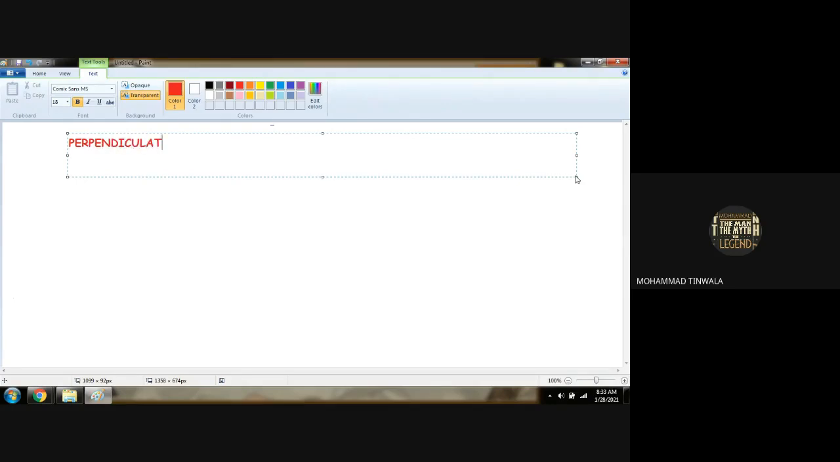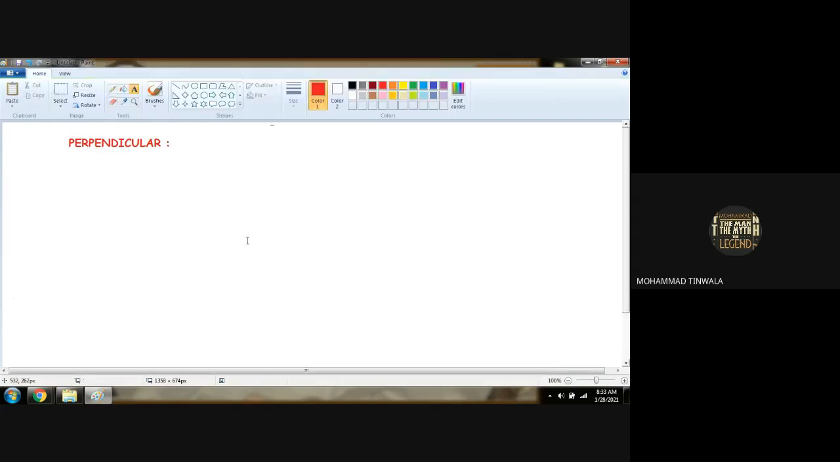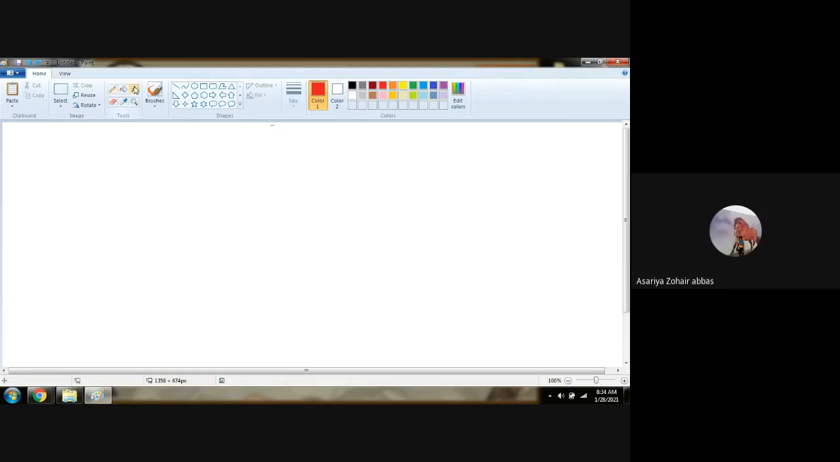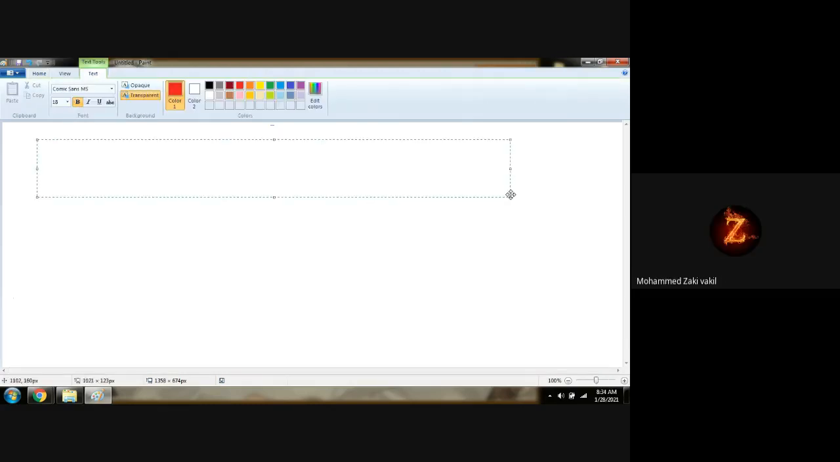Can anyone tell me what do you mean by perpendicular? Two lines that don't intersect each other. Two lines intersect each other. Intersect each other, but intersecting can happen this way or that way. Sorry? In a right angle. Very good.